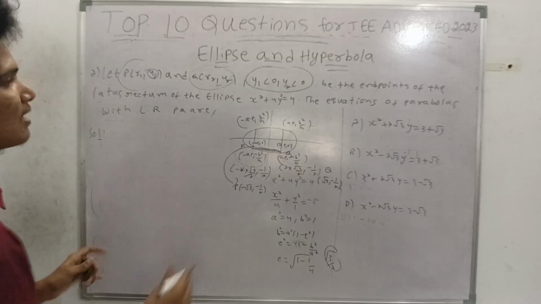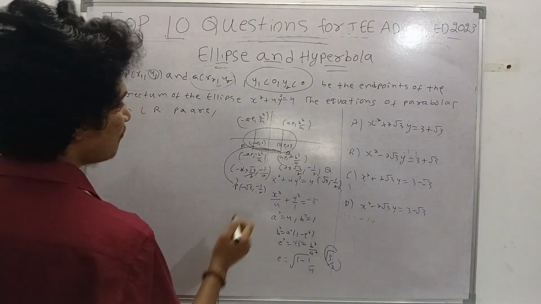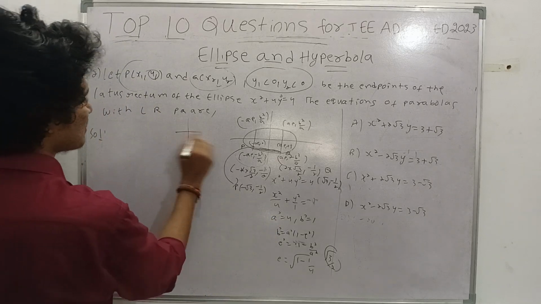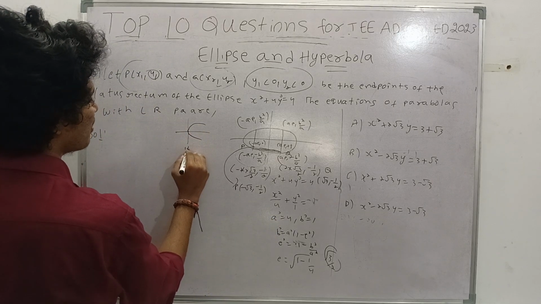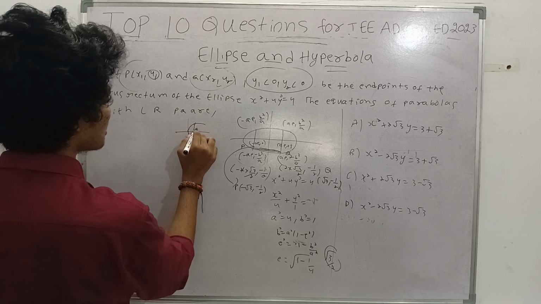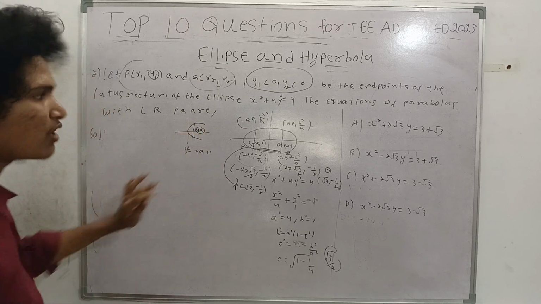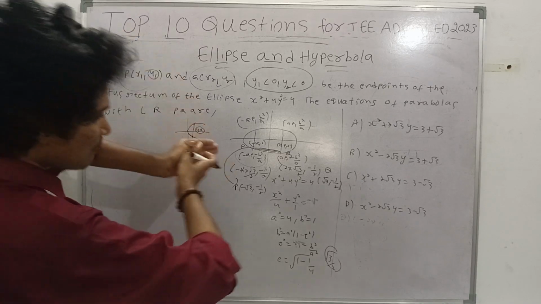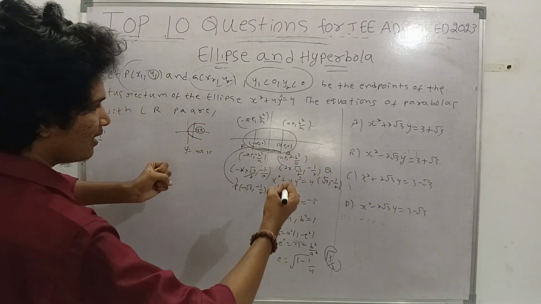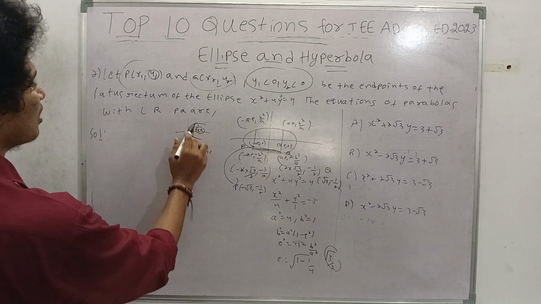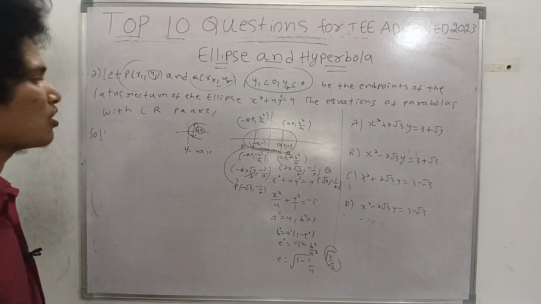Now what are they asking? They are asking for the equations of the parabola with this line as the latus rectum of the parabola. We know the general form is y² = 4ax. The latus rectum length, we already know, is 4a. So these PQ points that we located are the latus rectum points of the parabola. Now find the equation of the parabola.